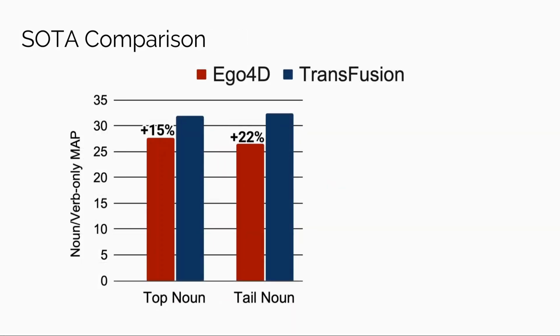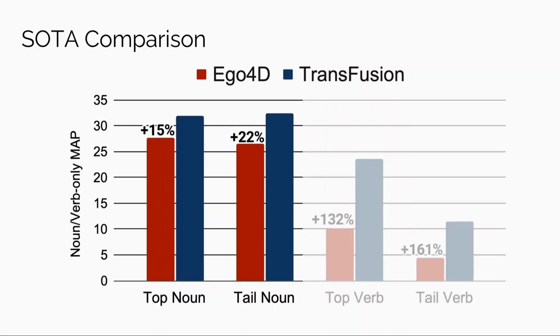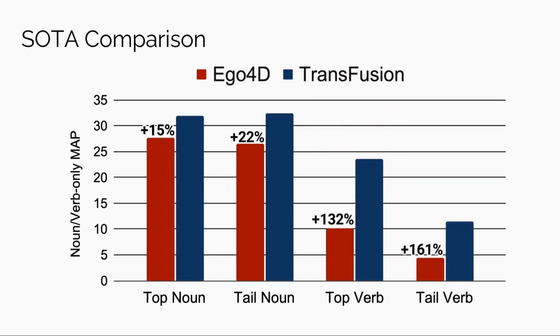Comparing to the official Ego4D baseline, we observe consistent gains in classification performance, 15% and 22% improvement respectively for the top and tail noun classes, and more than double the performance for the top and tail verb classes.